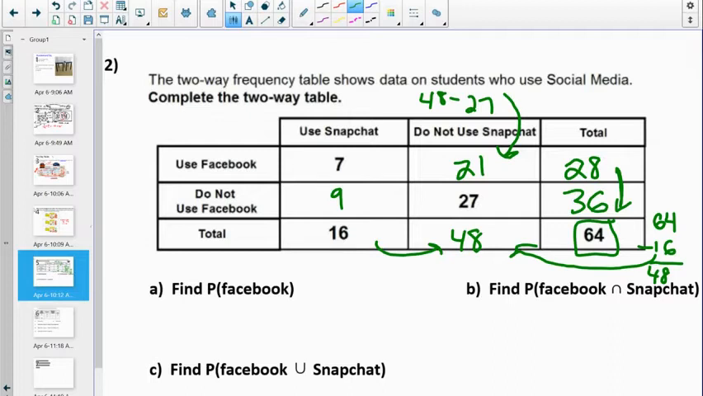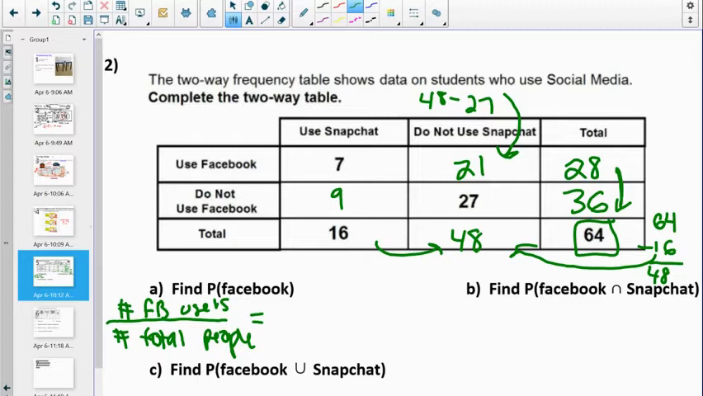So we'll have the probability of Facebook users. To do that, we're going to take the number of Facebook users, divide it by the number of total people. Remember, this is going to bring us back to theoretical probability from day 10, I believe.